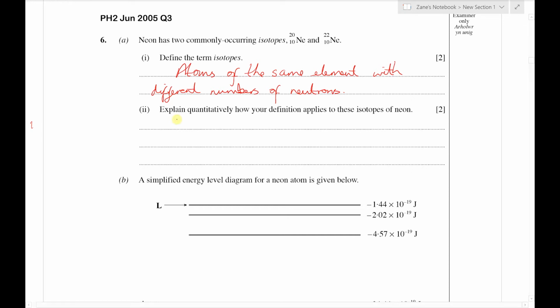So neon 20 will have 20 take away 10, which is 10 neutrons. And the neon 22 will have 22 take away 10, or 12 neutrons.